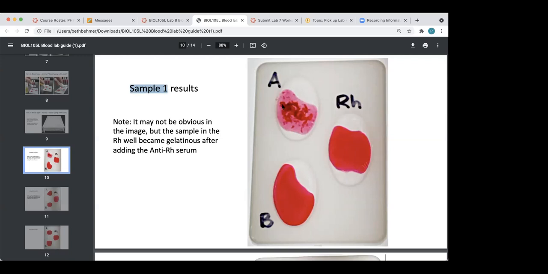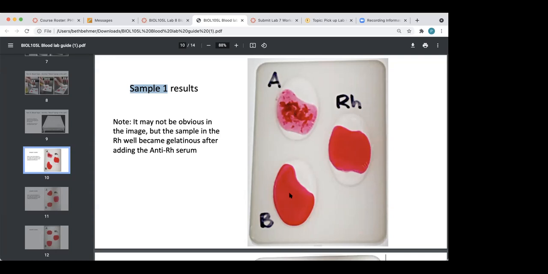What we have here is we see clumping in the antigen A well. What this means is that when we put that antibody against A in this well, it found the A antigen to clump hold of. So we know that sample 1, Joe, has the A antigen on the surface of his red blood cells because it caused clumping here. The antibody found that antigen. So Joe, sample 1, is type A.